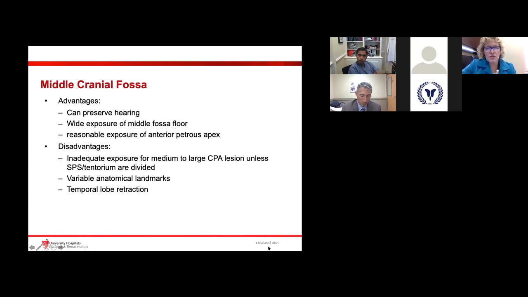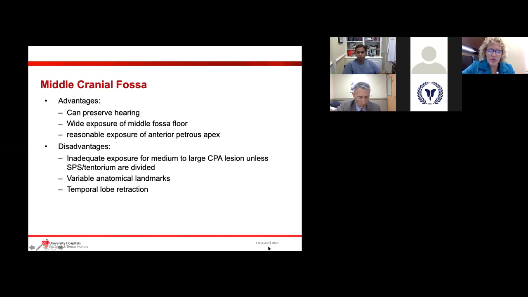There are, as we mentioned earlier, some advantages and disadvantages to every approach. It gives you a really good opportunity to preserve hearing in patients who have serviceable hearing at the time of surgery. You get wide exposure to the middle fossa floor, and it will give you reasonable exposure to the petrous apex if you need to get up into Kawase's triangle, and we'll talk a little bit about that at the very end. Certainly, there are disadvantages to this approach. You really can't do anything that extends significantly into the CP angle through this approach unless you're going to divide the tentorium.